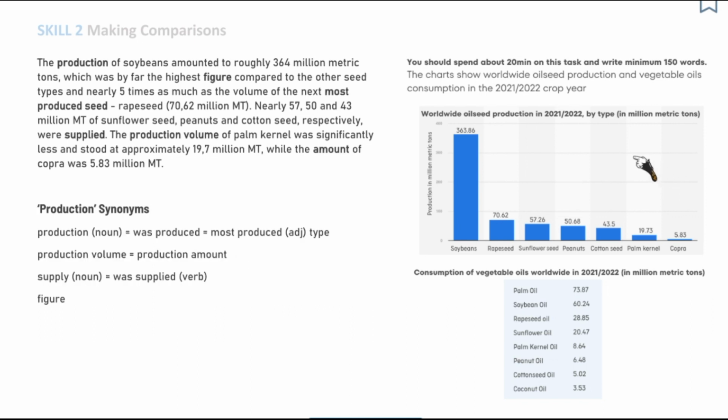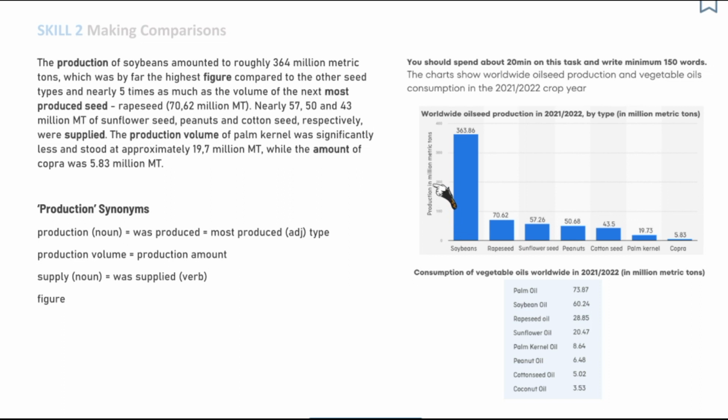This bar graph is about production. So I would like to talk to you about different synonyms of the word production. So production itself is a noun. Of course, you can use it. You can also use produce as a verb. For example, was produced in passive voice. As well as that, you can use produced as an adjective, like most produced type.